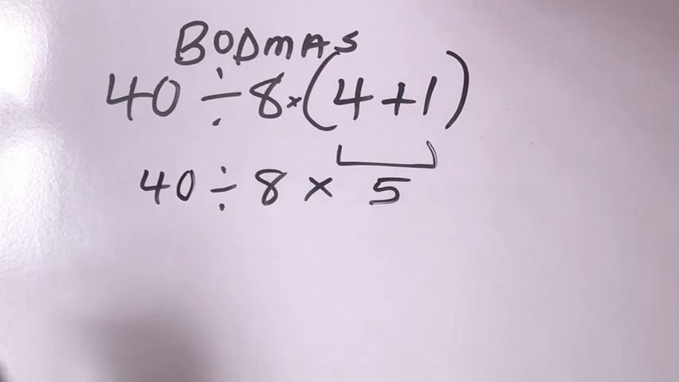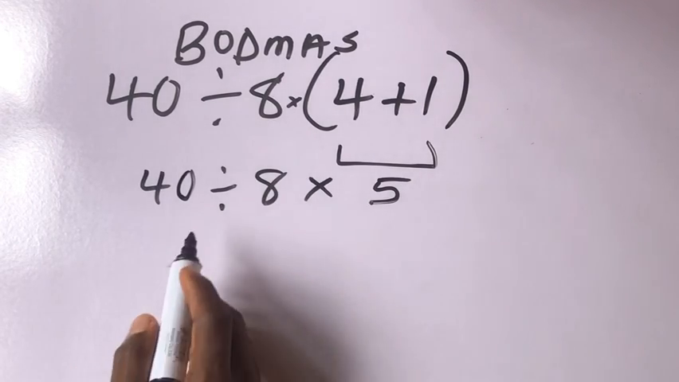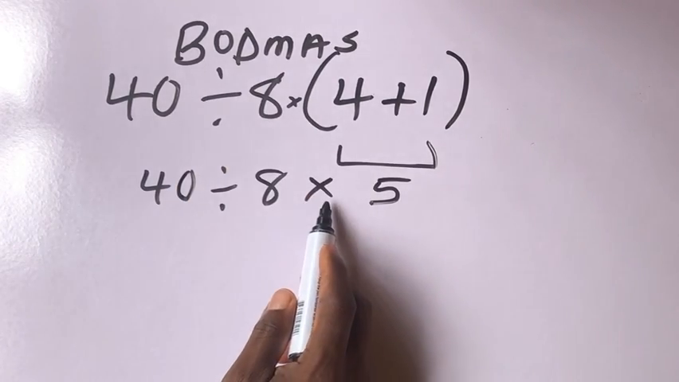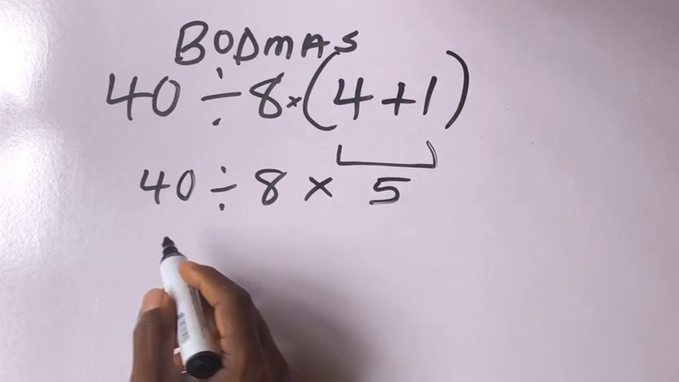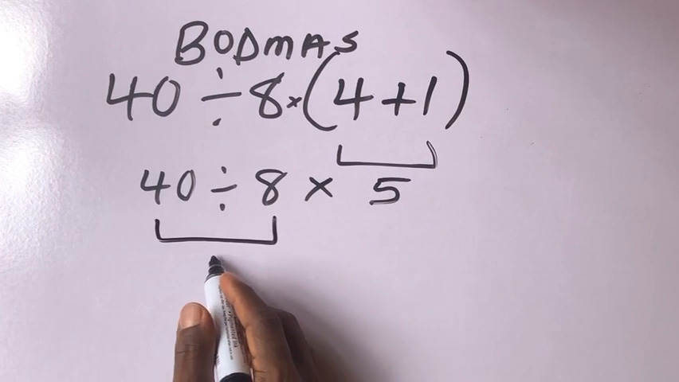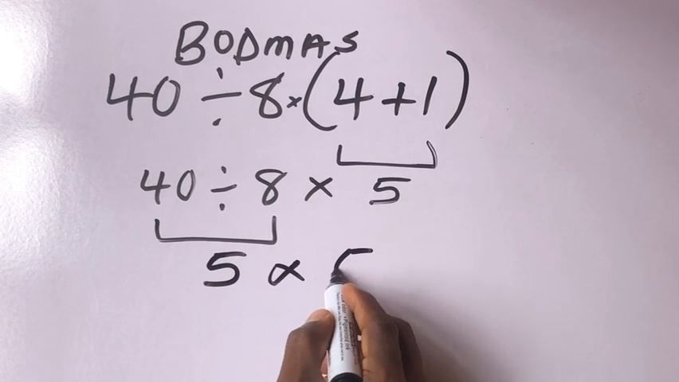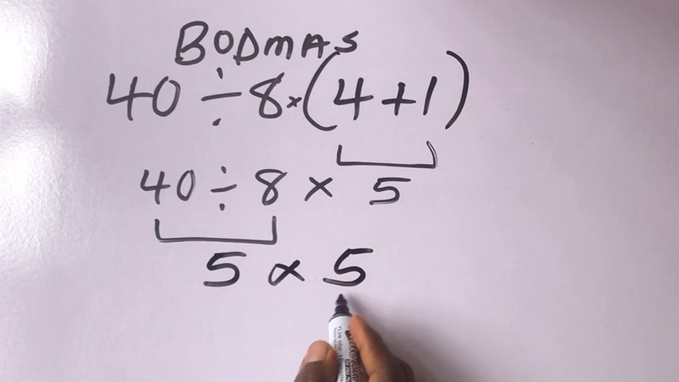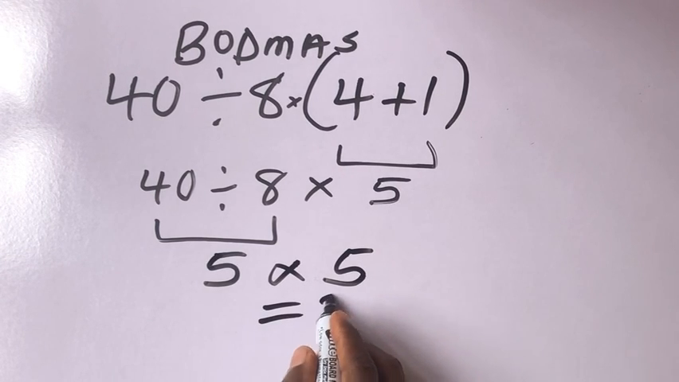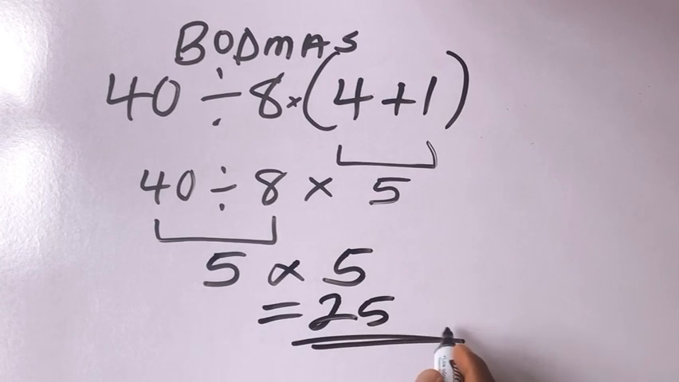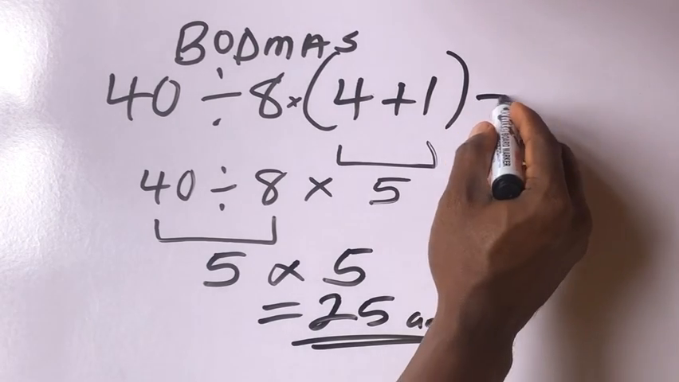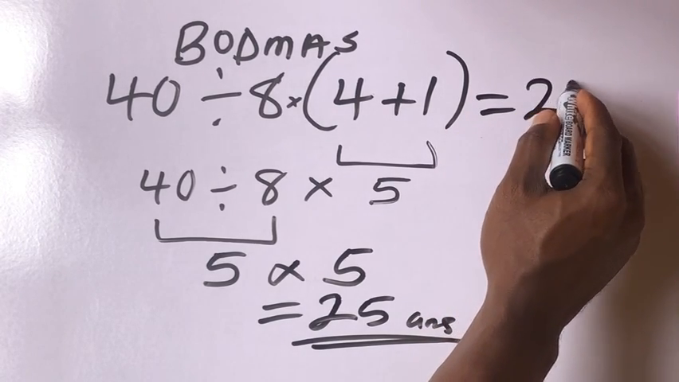Let's write it properly. Now, division comes before multiplication. So 40 divided by 8 is what? 5 times this 5. So 5 times 5 will give us what? 25. This is our final answer. So our answer is what? 25.